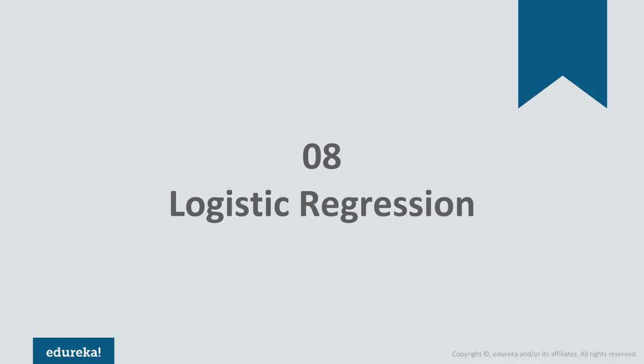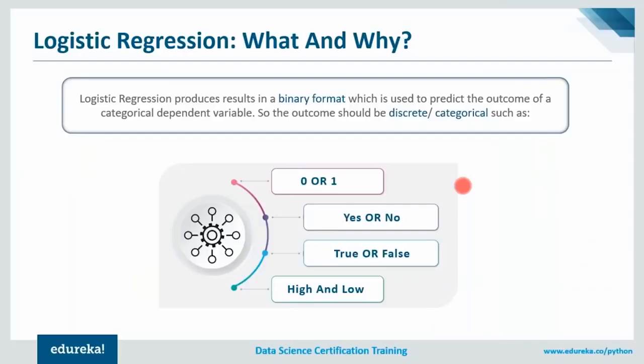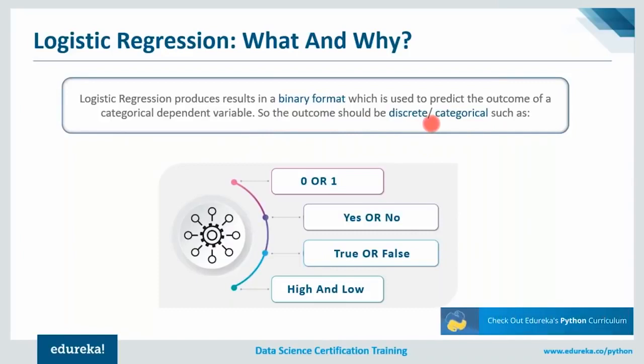So today we'll be discussing logistic regression. So let's move forward and understand the what and why of logistic regression. Now this algorithm is most widely used when the dependent variable, or you can say the output, is in the binary format. So here you need to predict the outcome of a categorical dependent variable. So the outcome should always be discrete or categorical in nature. Now by discrete, I mean the value should be binary, or you can say you just have two values. It can either be 0 or 1.